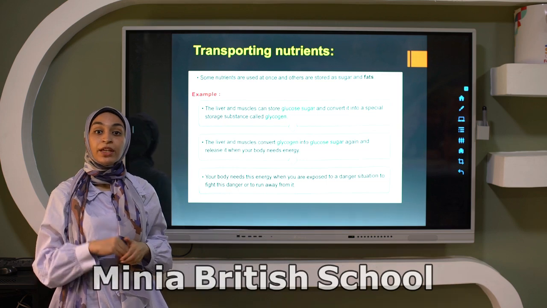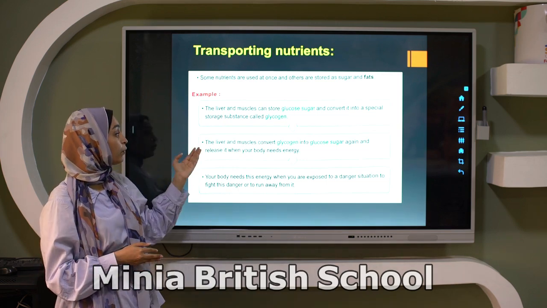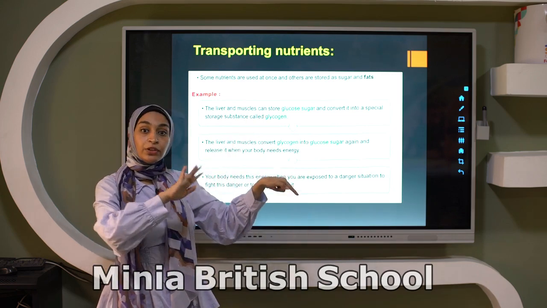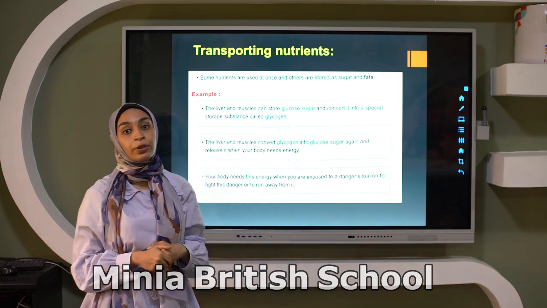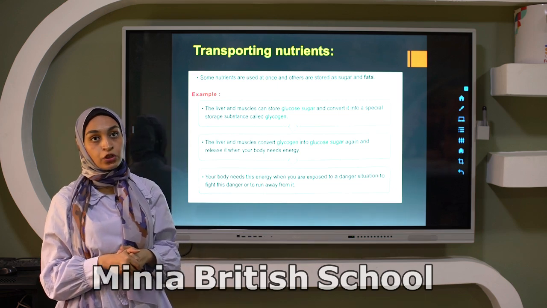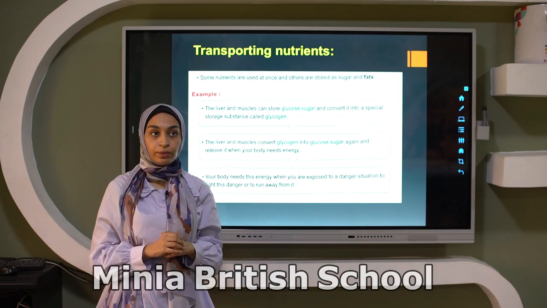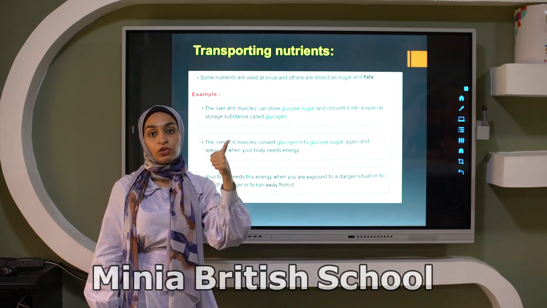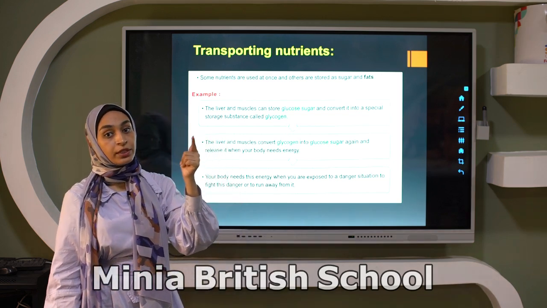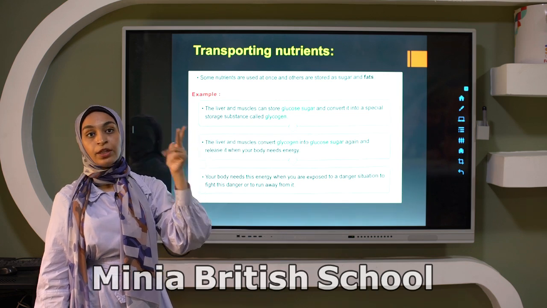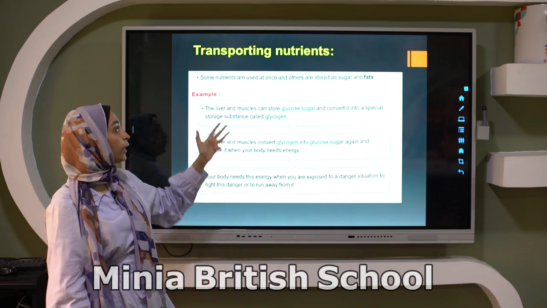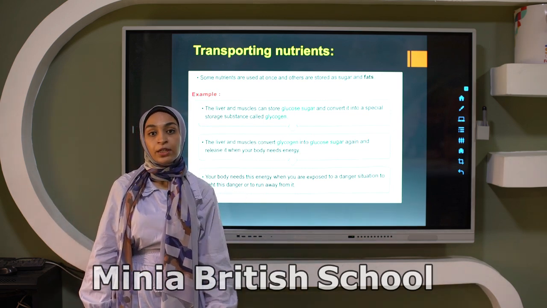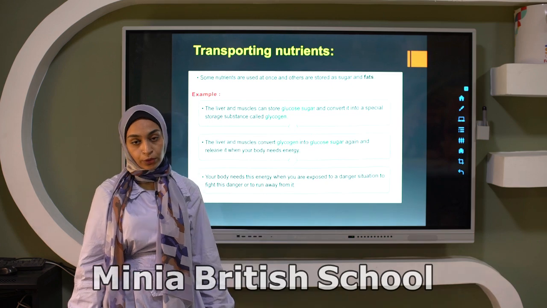And when the body faces a dangerous situation, the liver and the muscles start to convert the glycogen again into glucose sugar to help the body get its needed energy to face the dangerous situation. So today we talked about the meaning of the digestion process, the role of the digestive system, the structures of it, the function for each organ, and finally ending with transporting nutrients, and how the body can store the nutrients in the form of sugar or fat.